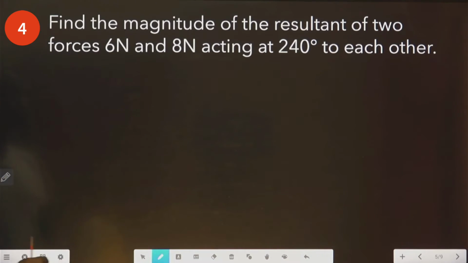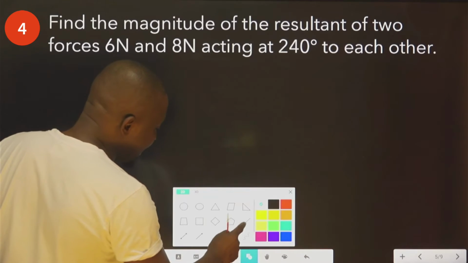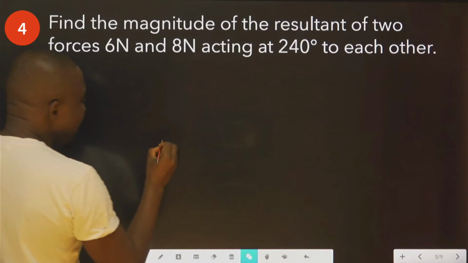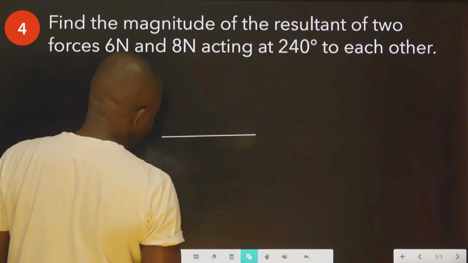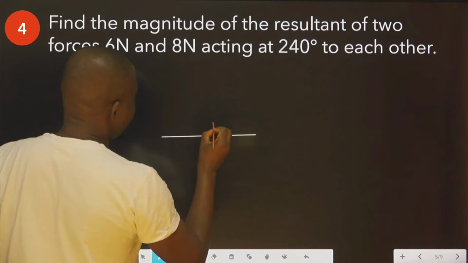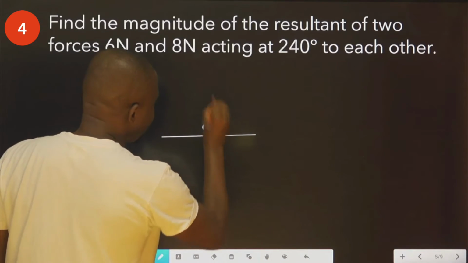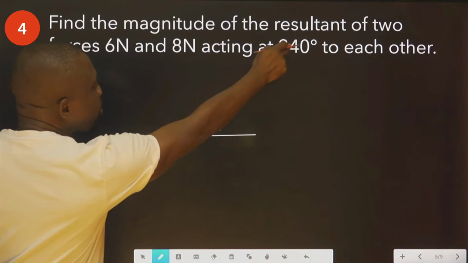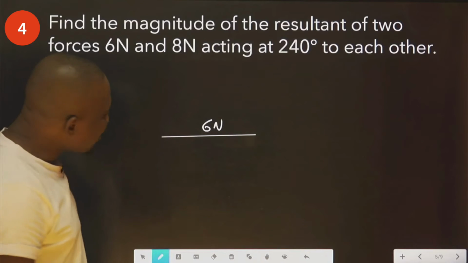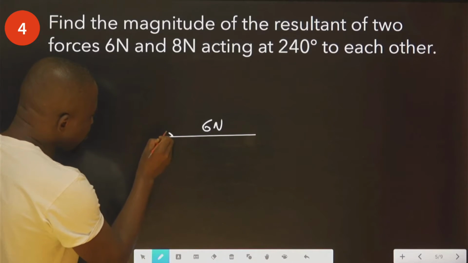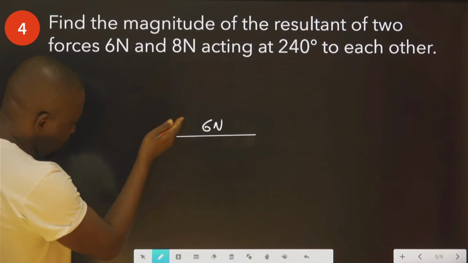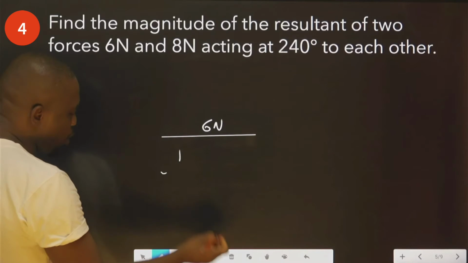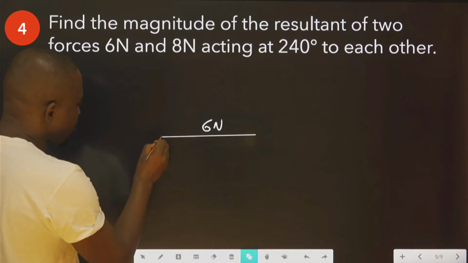The first thing we need to do is to draw the first line, okay? Let's say this is 6 Newton. But before we can draw this, we need to take note of this 240. Where should 240 be? 240 should be somewhere here. So we are going to draw that to be somewhere here.